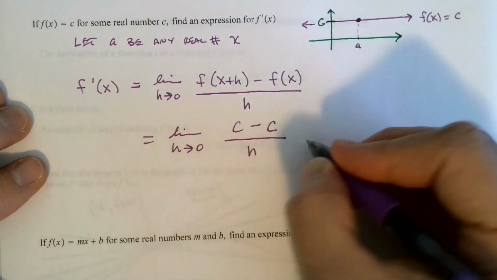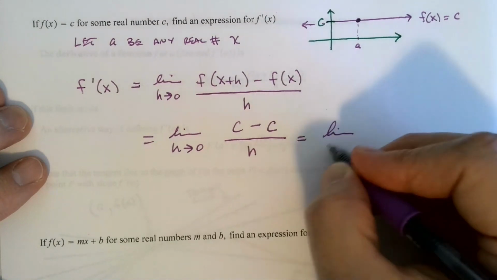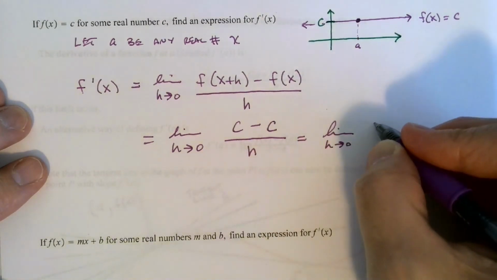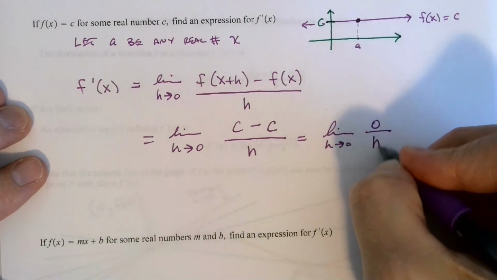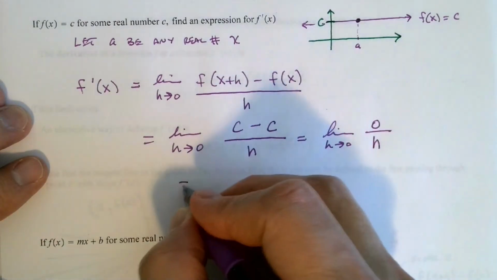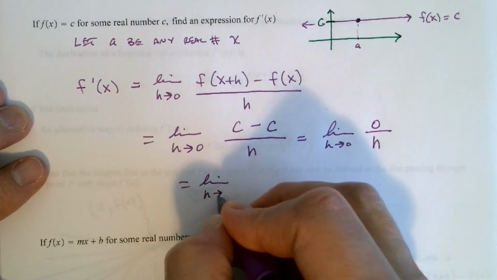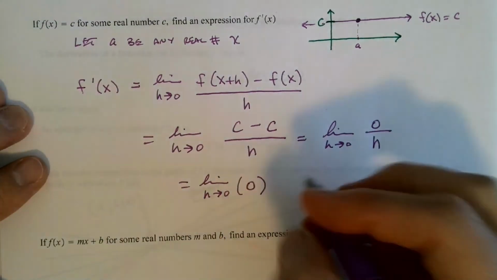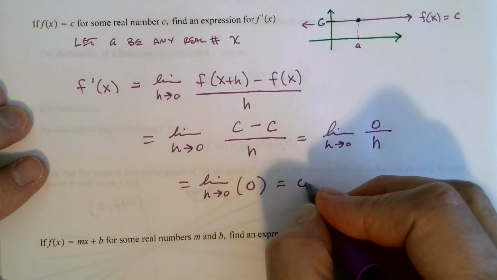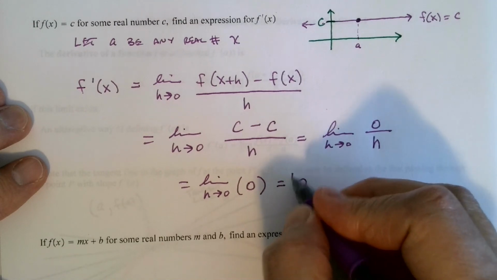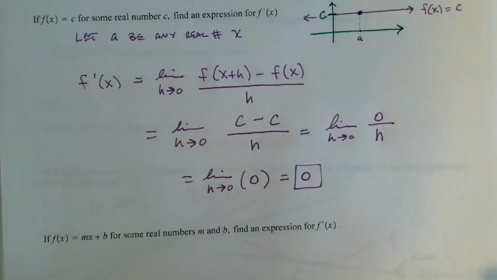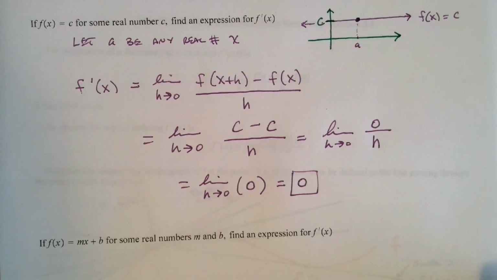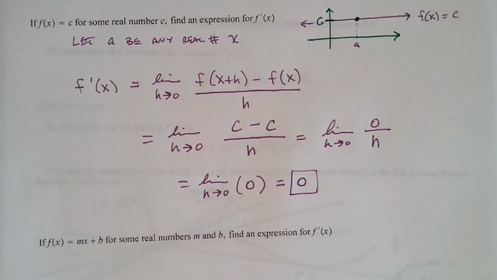And if I simplify, what's c minus c? C minus c is 0. What's 0 divided by h? 0 divided by h is 0. What's the limit as h goes to 0 of 0? It's a constant function, so the limit is just that constant 0. And that's exactly what we realize, right? So that for any constant function, the derivative, which is the slope, is going to be 0.